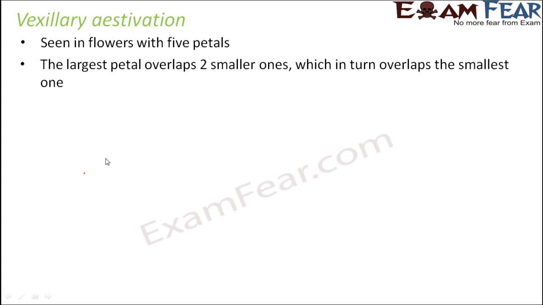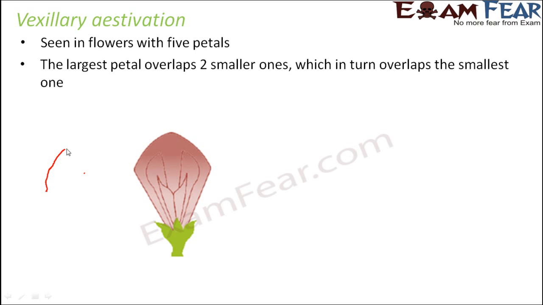So the arrangement would be somewhat like this. So this is the largest petal. Inside this you have 2 smaller ones, which in turn would overlap the smallest one. So that means if I diagrammatically try to represent it, it would be like this. This is the largest petal, then it will envelop 2 smaller ones. This in turn will envelop the 2 smallest ones. So this is how the pattern will look like, or the arrangement will look like.